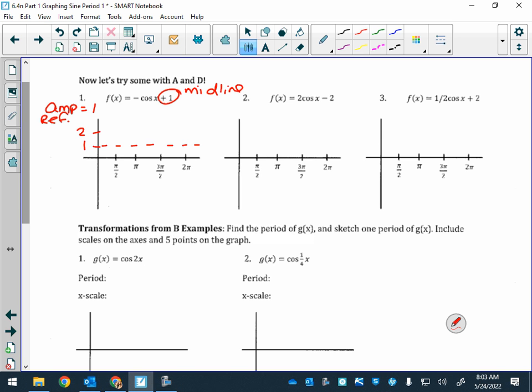0. Where would we start? 0, 1, or 2? 0, because of reflection. Good. Pi over 2, where would we be? 1. Pi, sorry. We're at 2, 3 pi over 2, and then 0. Good. Try number 2.